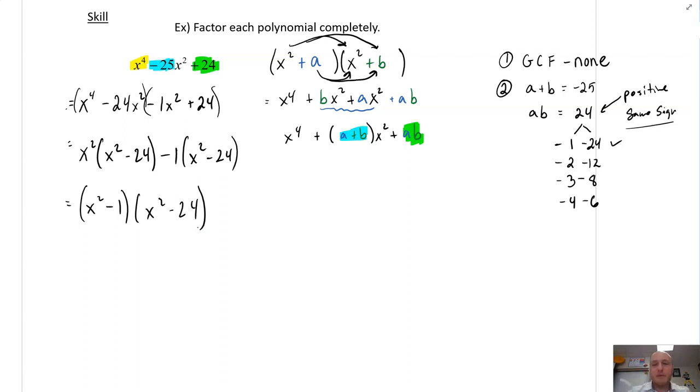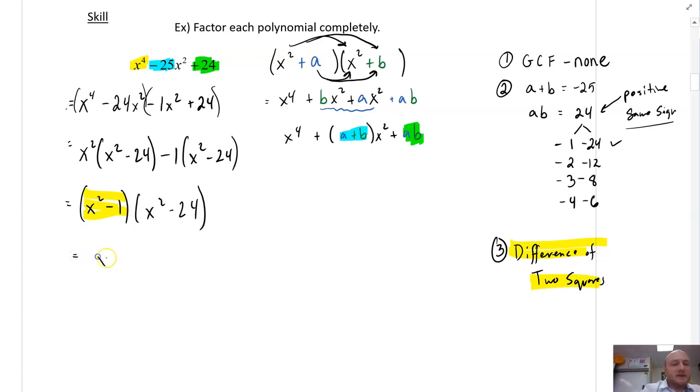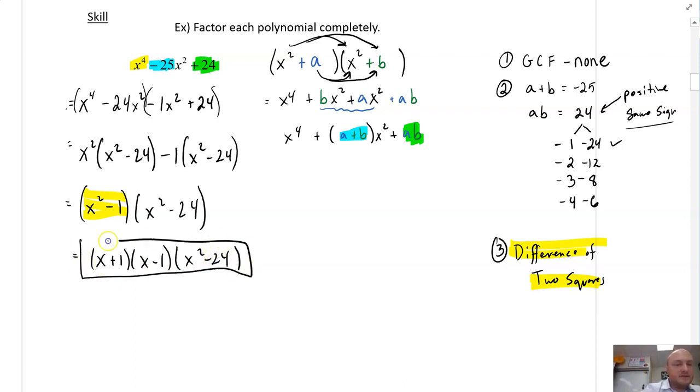Now, third step. Do we have difference of 2 squares? And the answer is yes, we do. I do have a difference of 2 squares right here, x squared minus 1. So what I'm going to do is I will factor that. That is x plus 1, x minus 1. And we are done. There it is.